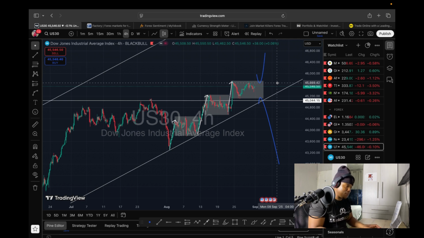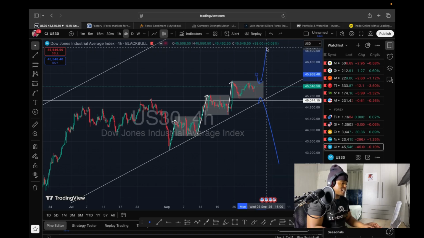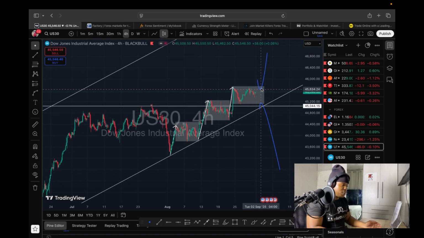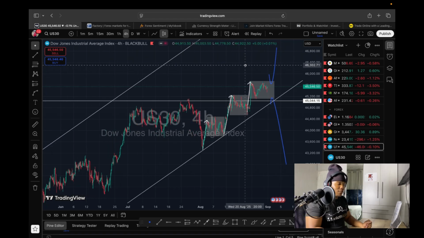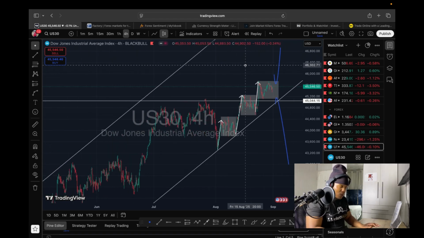All the companies have been performing well. Your Tesla, your Netflix, every single company has been performing well. So I'm still expecting the market to continue and push with those buying opportunities heading to the upside. But then we will see what happens. We do have the NFP coming up on Friday, so we'll see what happens.